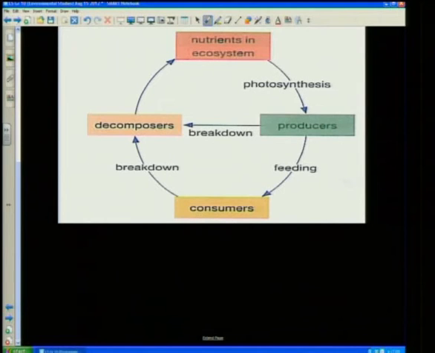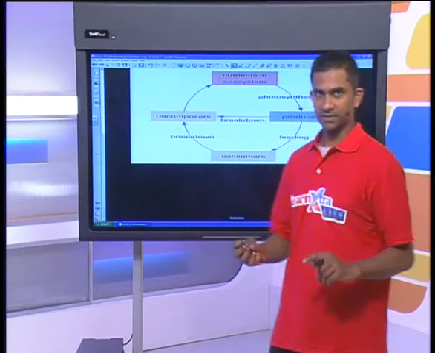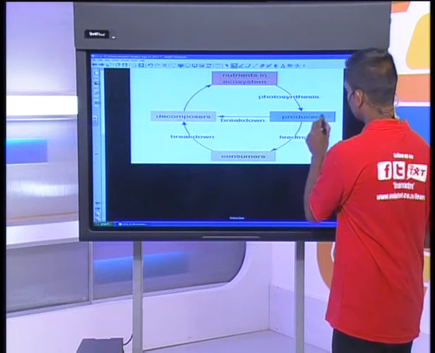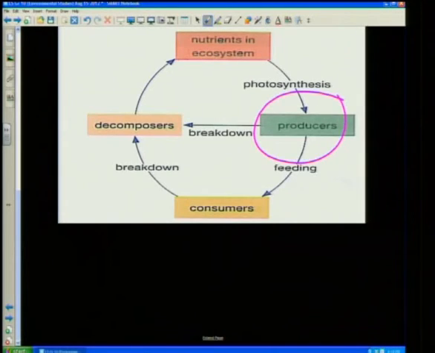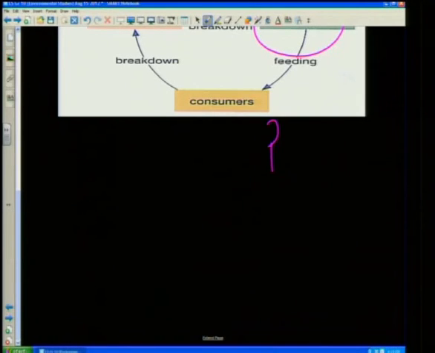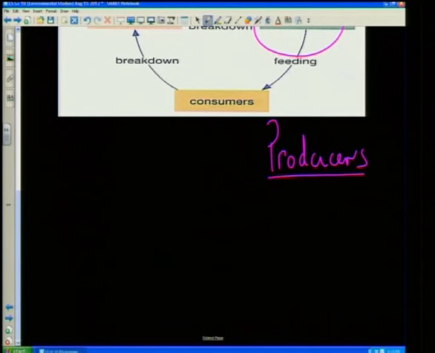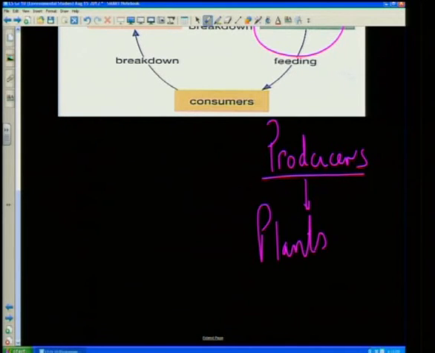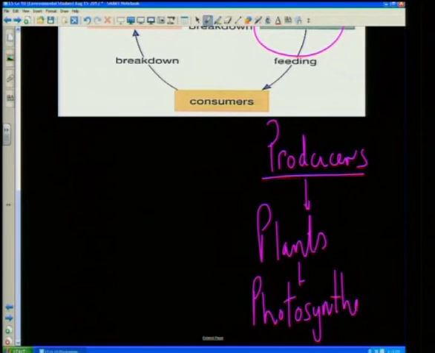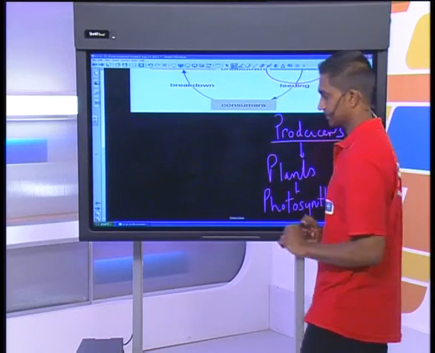Okay. So what are the producers of nutrients in the environment? When we look at the producers, we refer to the organisms that produce energy. So the producers would be your plants. And these plants would produce energy through a process known as photosynthesis. Yes, you probably have done this already in school, photosynthesis.